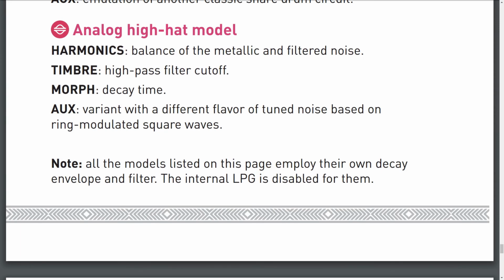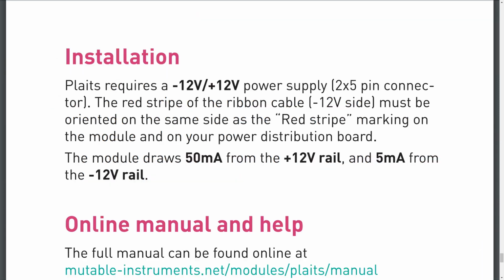Analog hi-hat model. Harmonics: balance of the metallic and filtered noise. Timbre: high-pass filter cutoff. Morph: decay time. Aux: variant with a different flavor of tuned noise based on ring-modulated square waves. Note: all the models listed on this page employ their own decay envelope and filter. The internal low-pass gate is disabled for them.